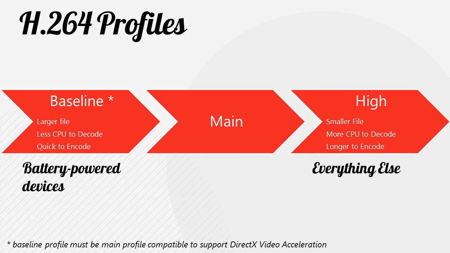If we think about H.264 as a codec, it was designed to work on everything from battery-powered devices right through to very high-end GPU or hardware encoding. So what that means is, as a person encoding this sort of video, you can encode at a baseline profile, which is going to give you a larger file, but it's going to be less complicated to decode and quicker to encode, right up to a high profile, which is going to result in a smaller file downloaded to your users. It's going to have more computing power required to decode, and it's going to take longer to encode.